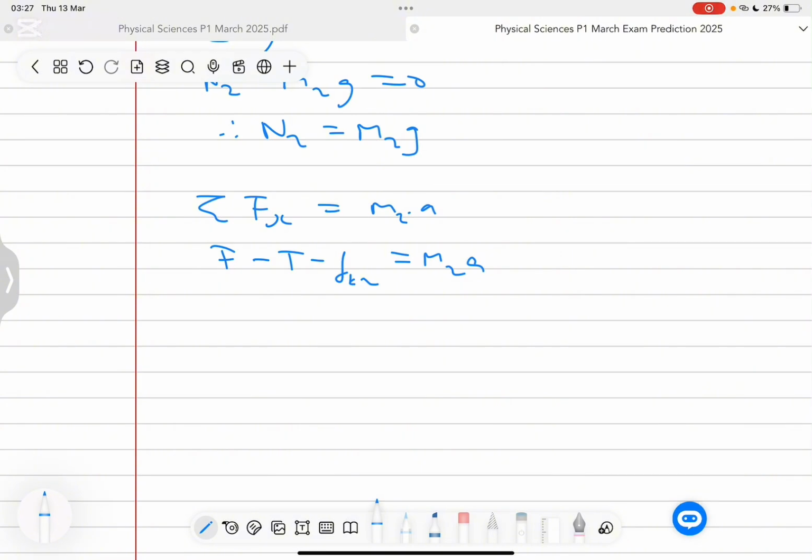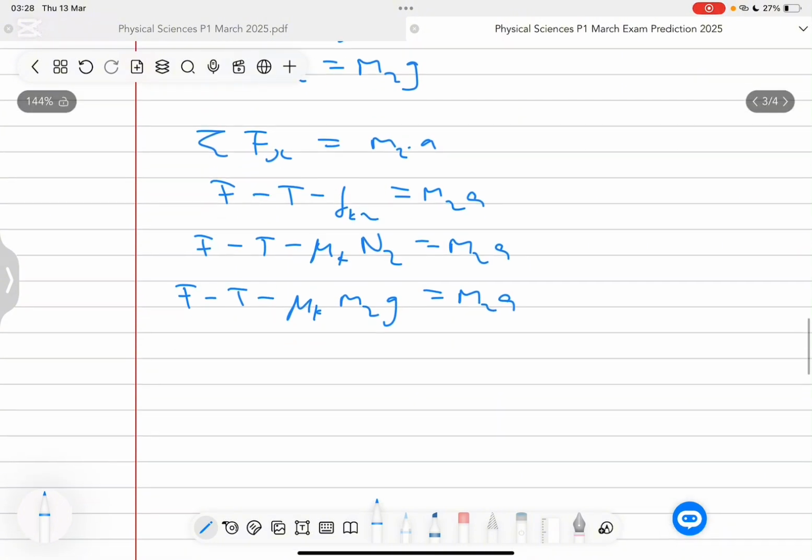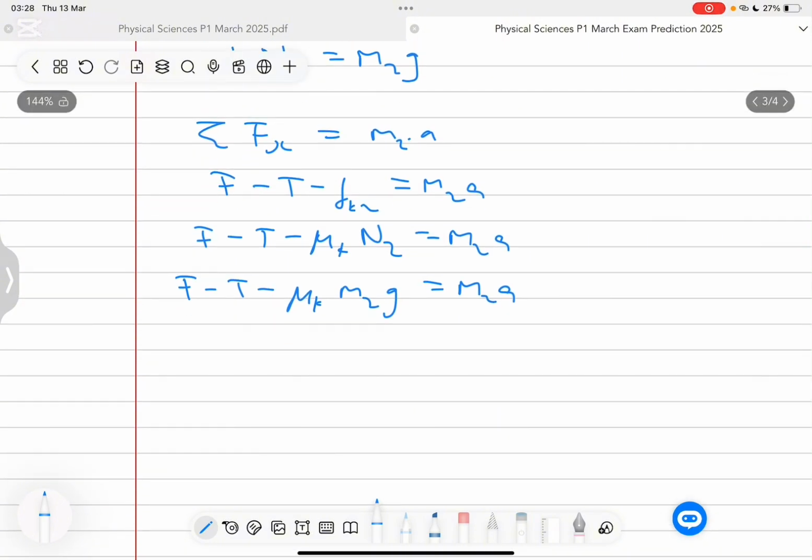Now from here I'm going to further change my friction to mu K times the normal force of 2 is equal to M2A. But we know, we just said, the normal force is actually equal to M2G. So this means here I'm going to have F minus T minus mu K times M2G is equal to M2A.